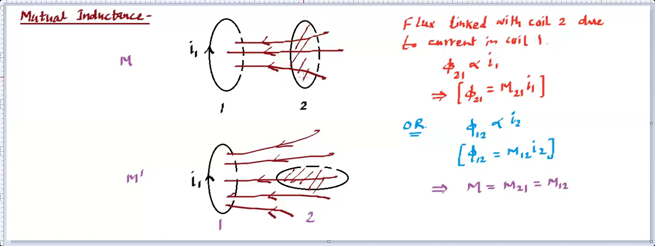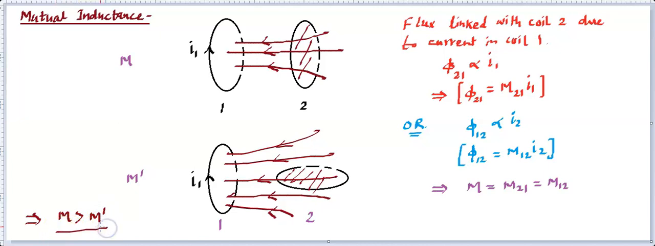That means flux is linking the two in large amount. So if it is in large amount, then the M becomes more. So from here we can conclude that if these kind of two pictures are there, M will be more as compared to M dash. What I'm trying to explain is this.